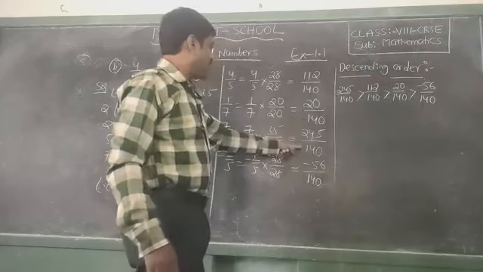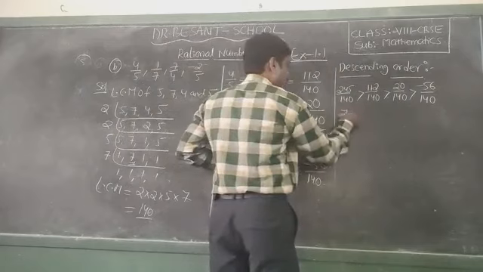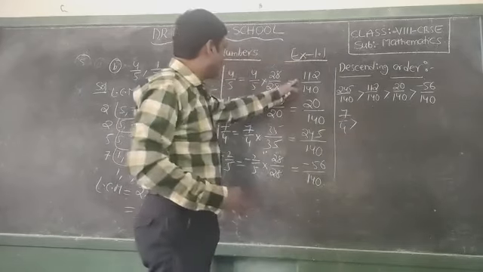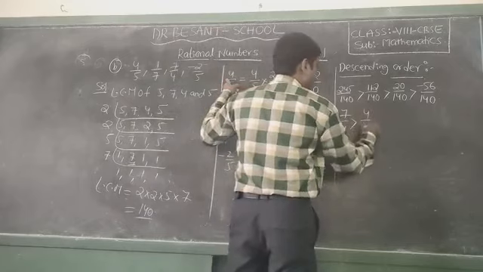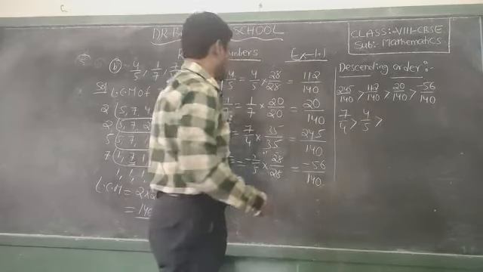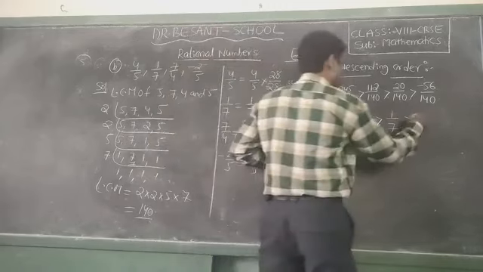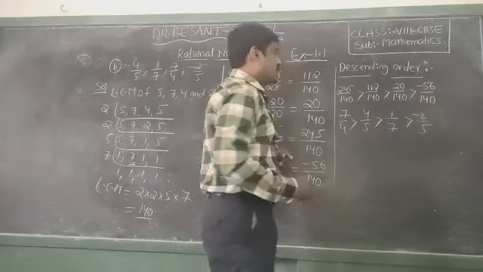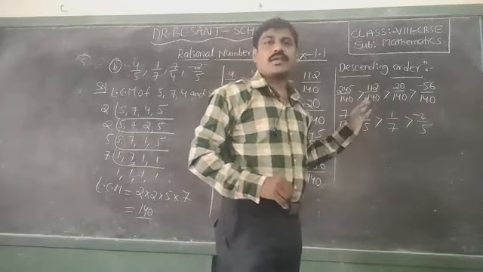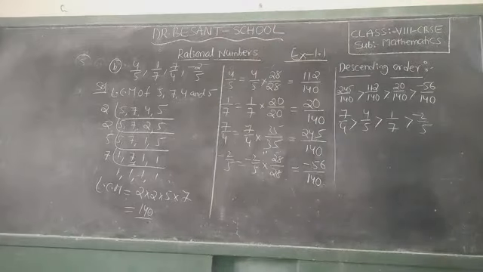245 by 140 means the rational number 7 by 4. Next 112 by 140 means rational number 4 by 5. 20 by 140 means rational number 1 by 7. Minus 56 by 140 means rational number minus 2 by 5. So this is the required descending order. Understood, children? Note down descending order: 7 by 4, 4 by 5, 1 by 7, minus 2 by 5. So this is the required descending order.